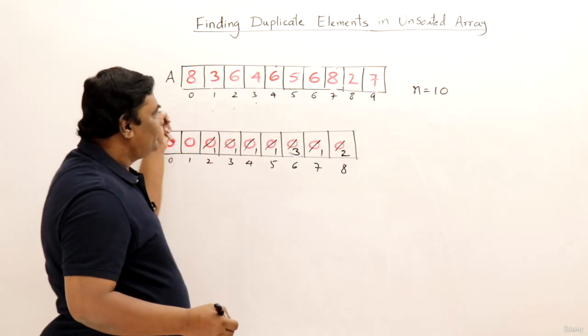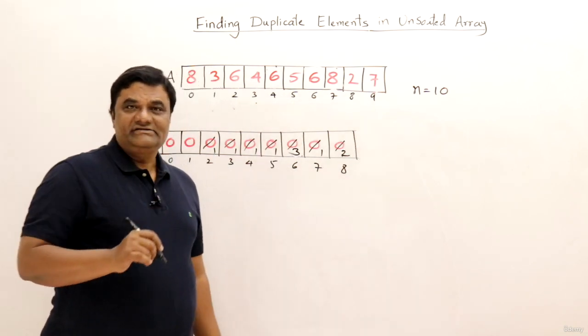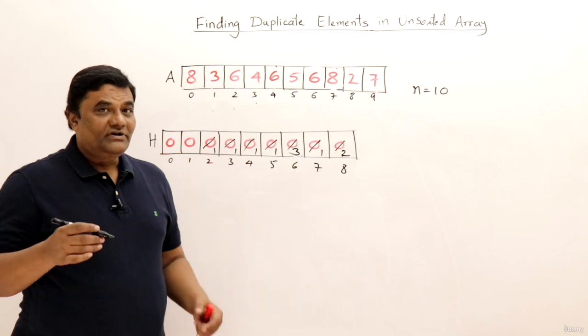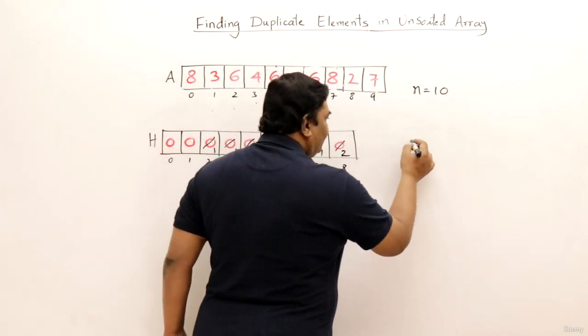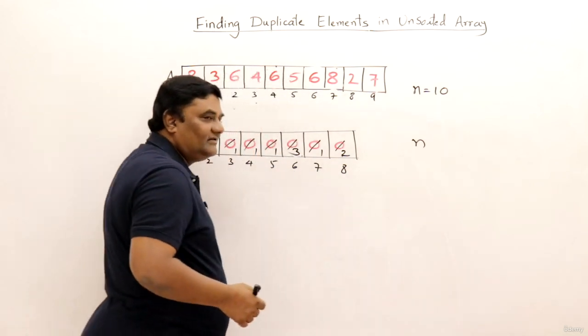That's all. I have scanned through this array only once. So if I analyze how much time I have spent, order of n time. So I'll just write n.